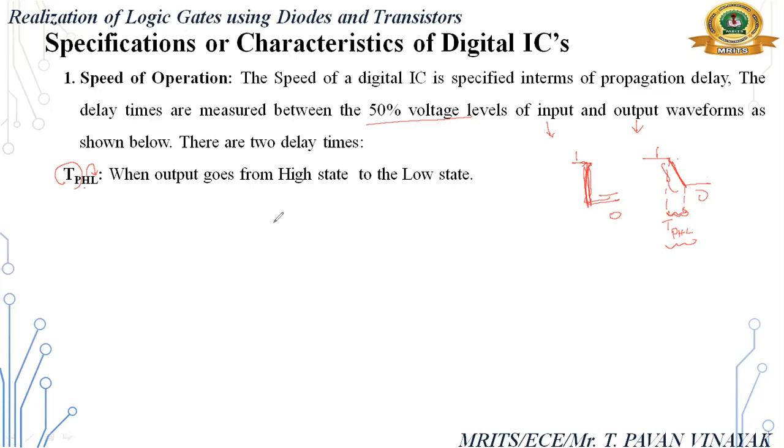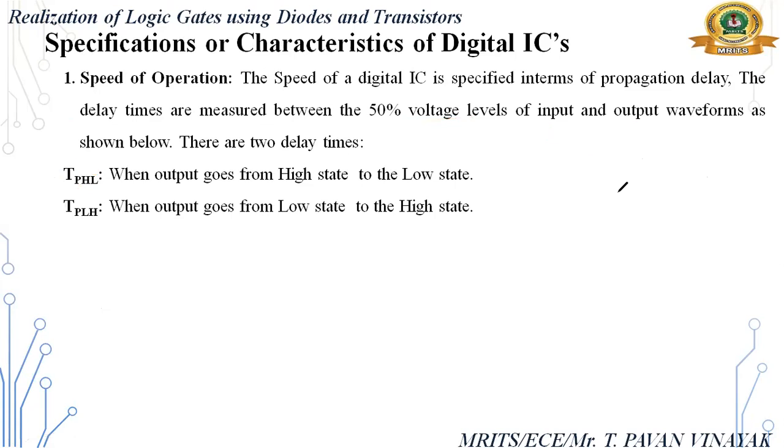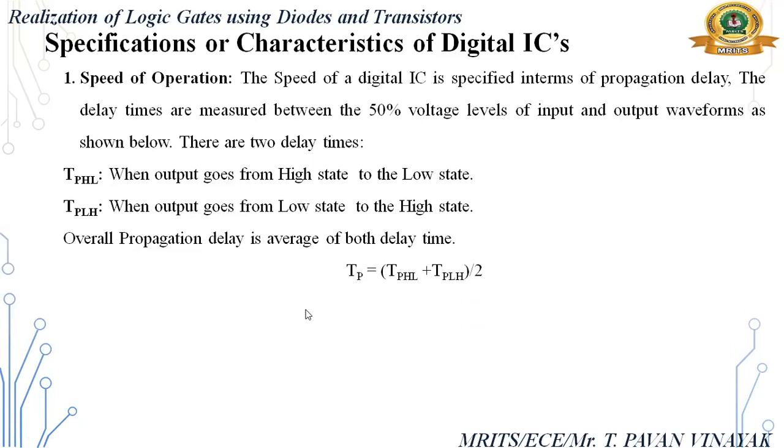Similarly, TPLH. TPLH means low to high state. This is low, this is high. We don't go immediately high. There is some time. So this time is called TPLH, low to high. So propagation delay is the average of this time. Overall propagation delay is the average of these two times. So units are nanoseconds.